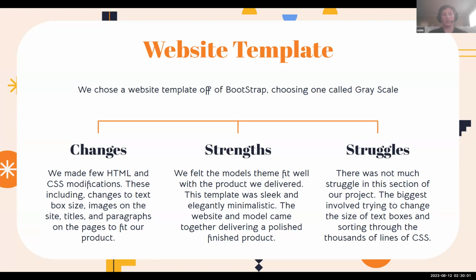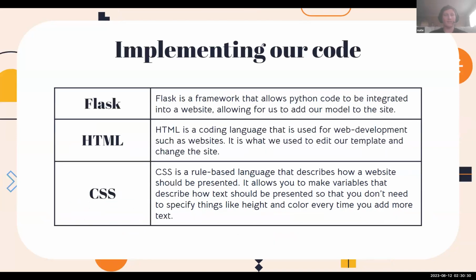Strengths, we felt the website's theme fit well with the product we delivered. It was sleek and kind of minimalistic. The website and the model came together, delivering a polished finished product that I would say we're pretty proud about. There wasn't that much struggle in the website section of the project. The biggest struggle was honestly trying to change the size of some text boxes and stuff because for whatever reason, it was extremely confusing. And there were thousands of lines of CSS styles that we had to sort through to figure out which ones are which.